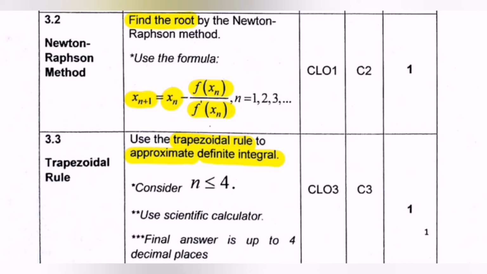So we cover n less than or equal to 4, meaning that the maximum number of strips must be 4 or less. Number 2, you may use the scientific calculator. Number 3, the final answer is up to 4 decimal places. So it might be 4 decimal places, or 4 significant figures or 3 significant figures and so on.